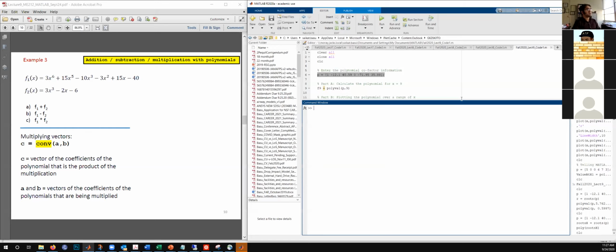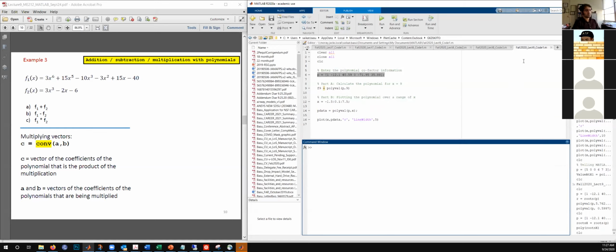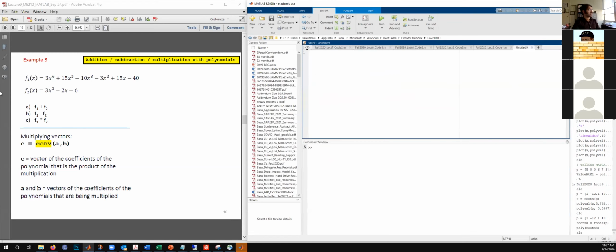And again, let's write a script for this. So we have to first set up these two polynomials and then get outputs for f1 plus f2, f1 minus f2, and f1 multiplied f2. So let's write the script. Clear all, close all, clc. So step 1 is introducing the polynomials to MATLAB.